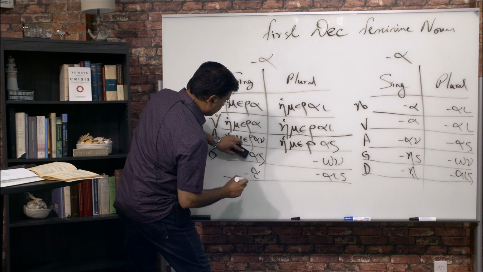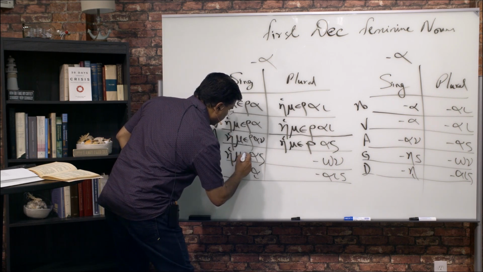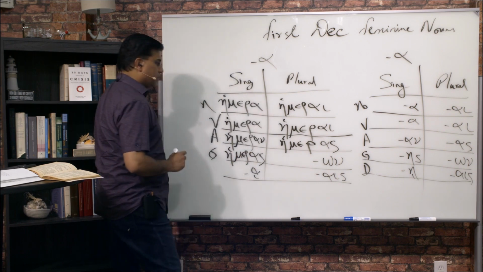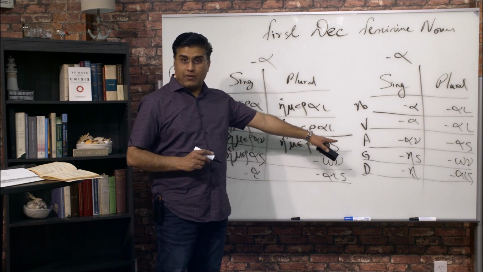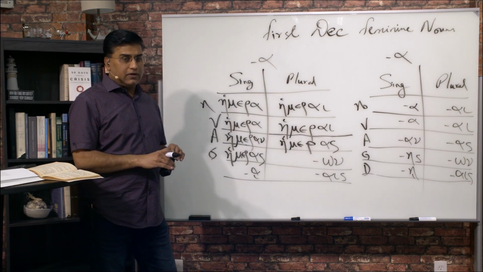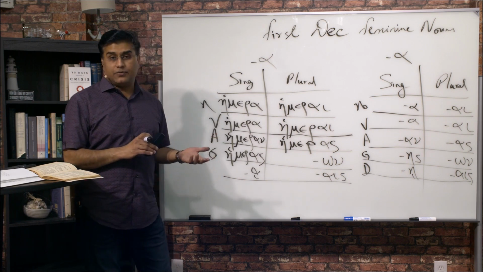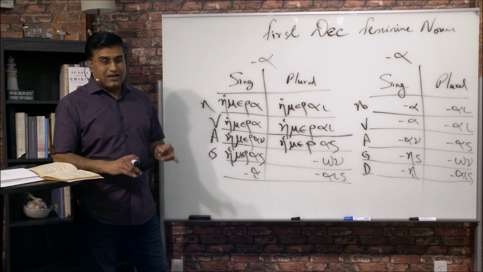Genitive would be hemeras. Now, if you notice something here, this hemeras is exactly like this hemeras, where accusative plural is the same as the genitive singular. But again, the context helps us know that this is simply a direct object and this is possession.